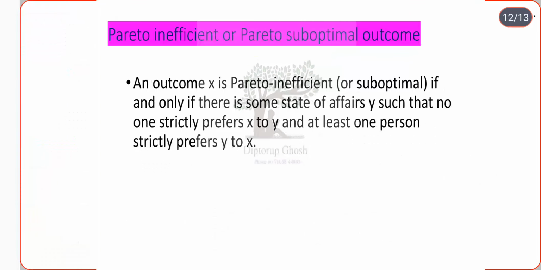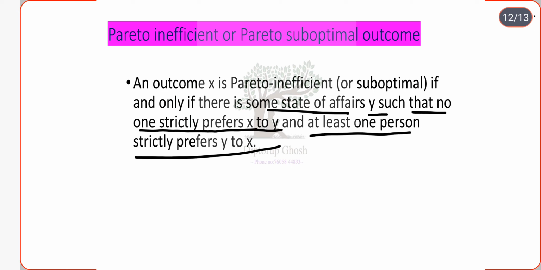Now what is a Pareto inefficient outcome? A Pareto inefficient or suboptimal outcome is basically if there is some state of affairs y such that no one strictly prefers x to y and at least one person strictly prefers y to x.